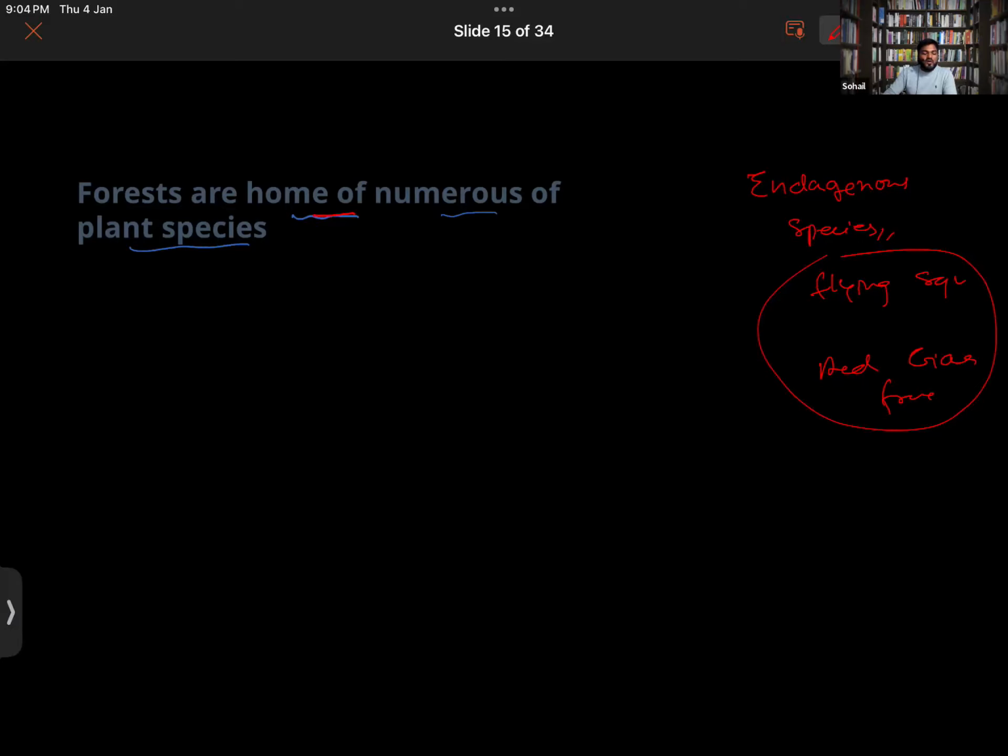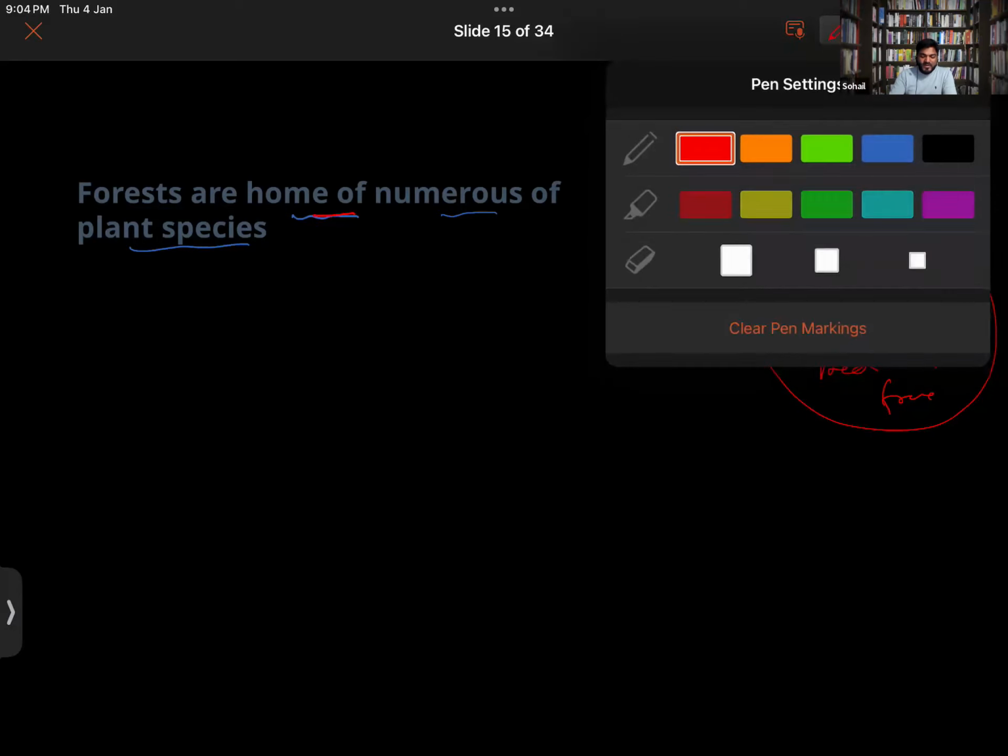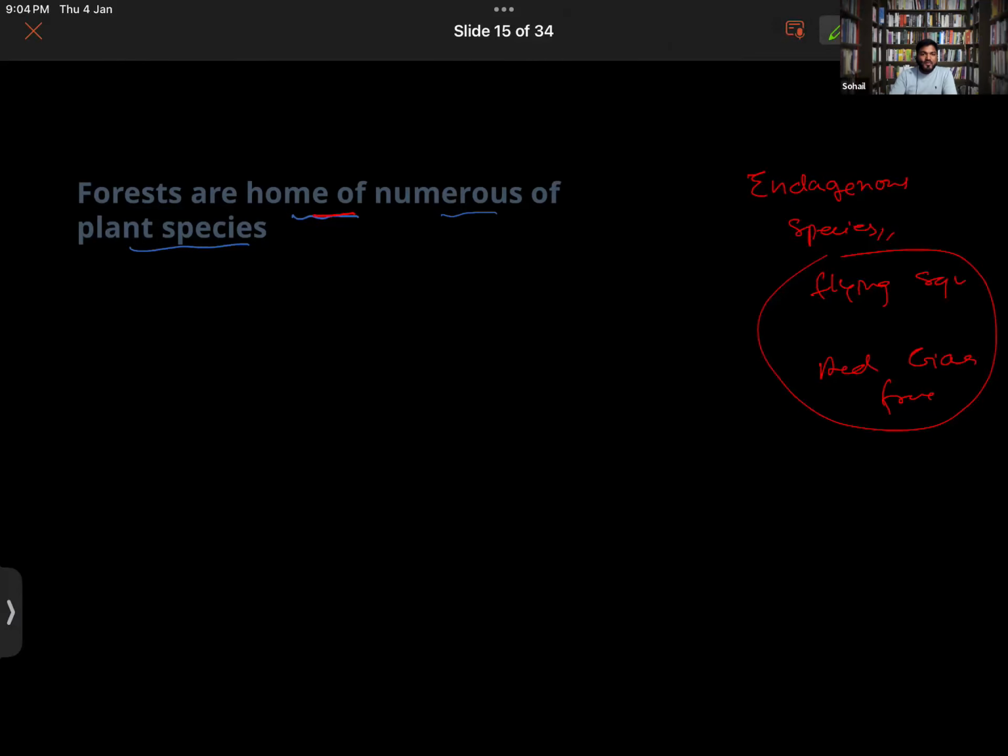Now, all of these plants are serving various purposes to the environment and to human beings as well. You all must have studied about the food chain, where you have the primary producers. Plants are the primary producers.